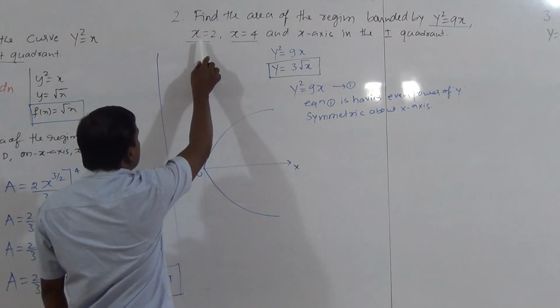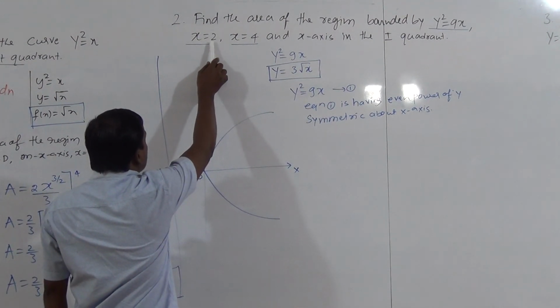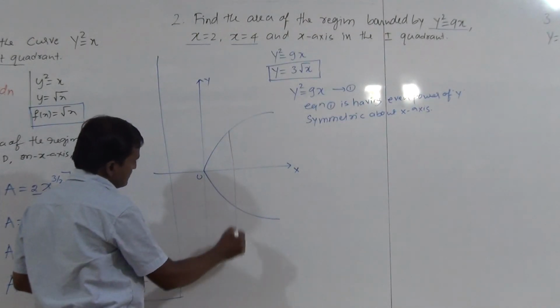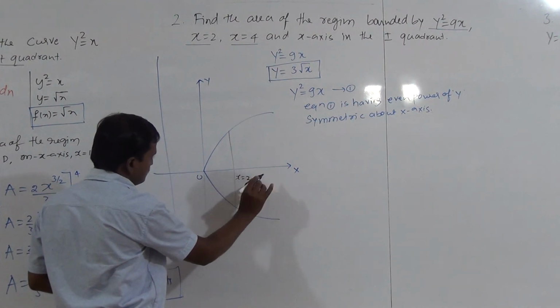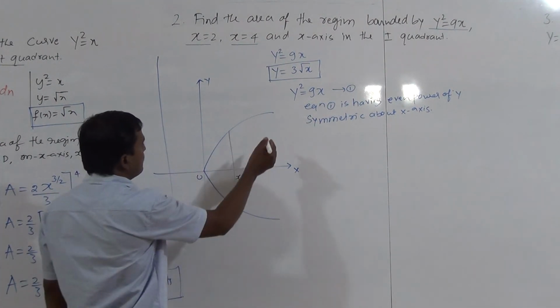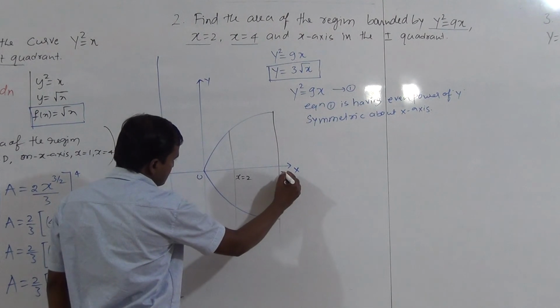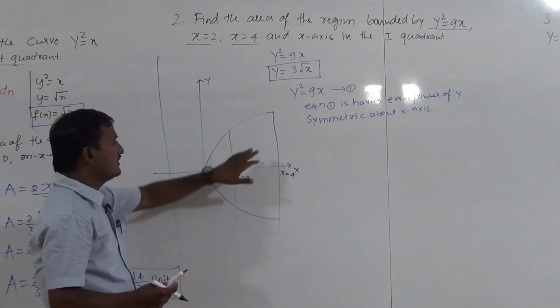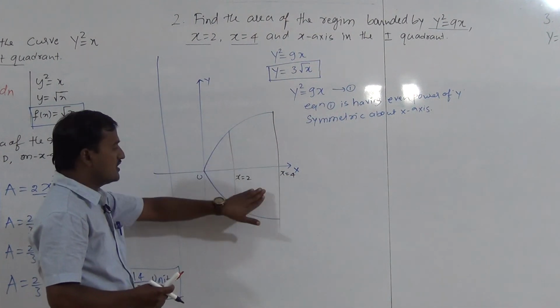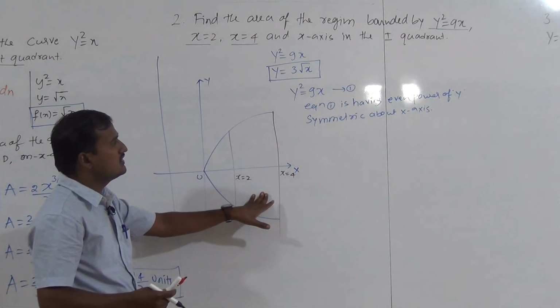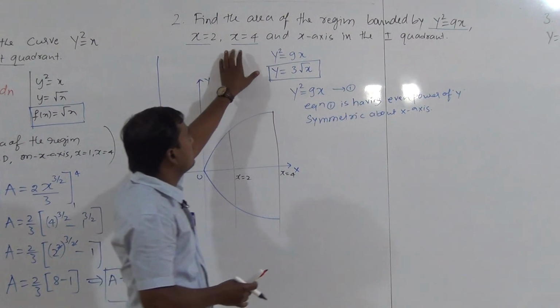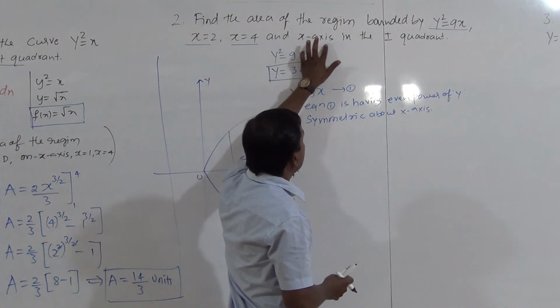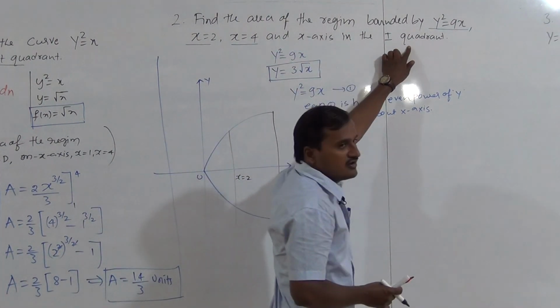Now I should find the area from x equal to 2 to x equal to 4. x equal to 2 means it is a line parallel to the y-axis. So this is x is equal to 2, right? x equal to 4 means here I will take x is equal to 4. Now here I got the area in the first quadrant and also in the fourth quadrant, but here I should find the area which lies on the x-axis in the first quadrant.